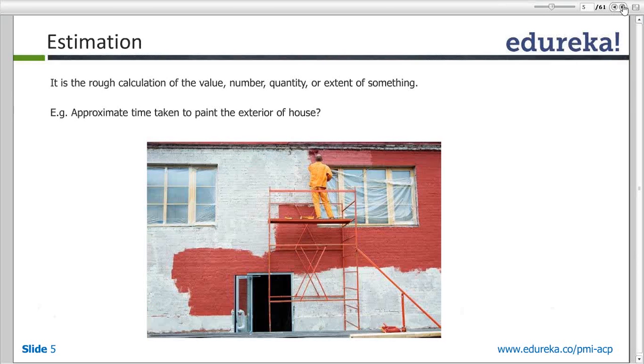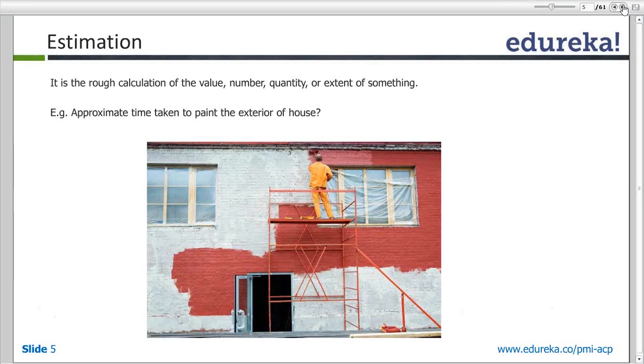So the first thing that we generally talk about in estimation is what estimation actually is, right? Why do we have a need to estimate? We estimate just to gauge, or to have some amount of idea about how much time we would need to complete some task, right?